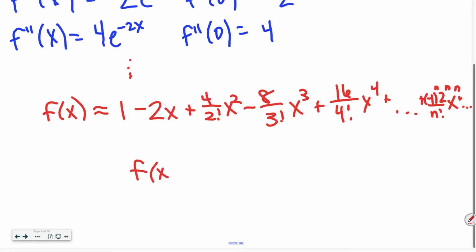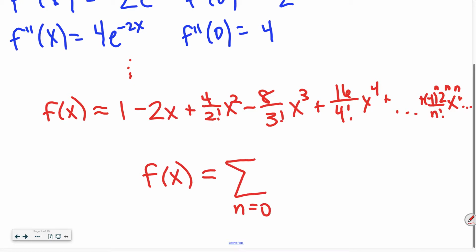So our function is approximately, well, our function can be written as the series, n equals 0 to infinity of negative 2 to the n over n factorial x. Oh, that's kind of nifty. Negative 2x to the n.